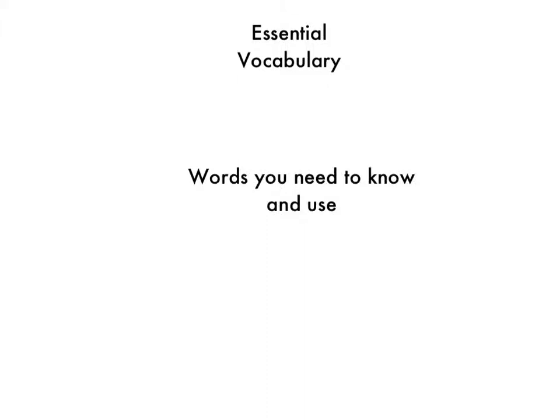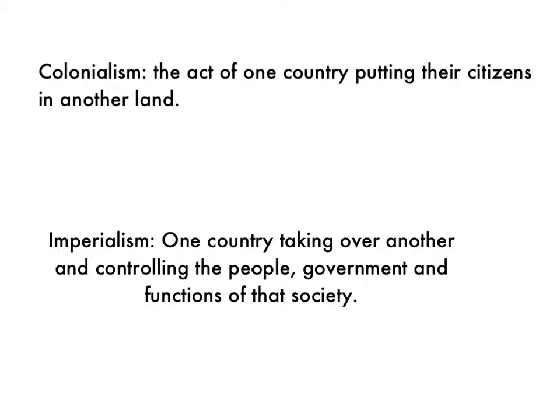Okay, guys, here are some essential vocabulary terms that you will need to know and be able to use for a unit on colonialism and imperialism. If you look at the first two, colonialism and imperialism, it'd be good to know those. Colonialism basically is the act of one country putting their people or citizens in another land in order to have them work or develop the land and benefit the mother country.